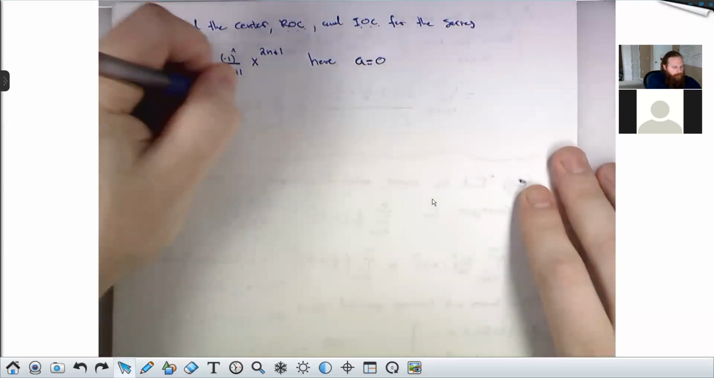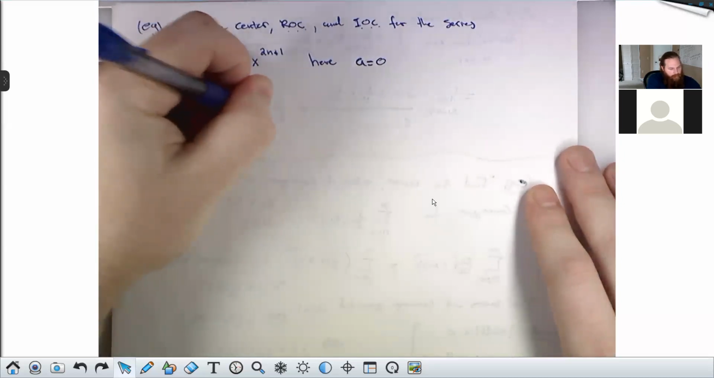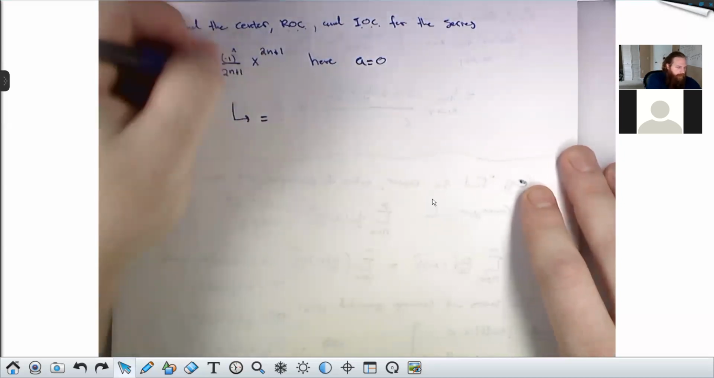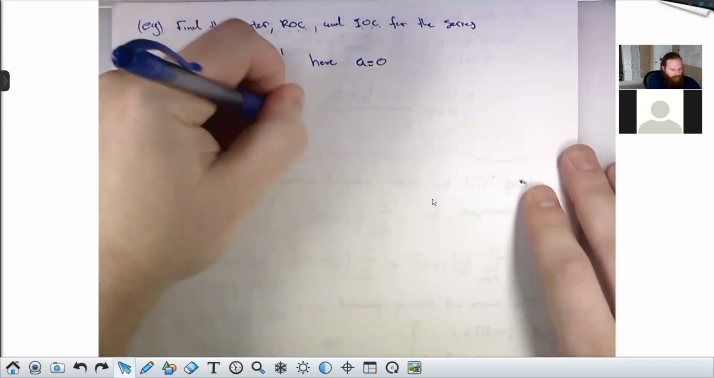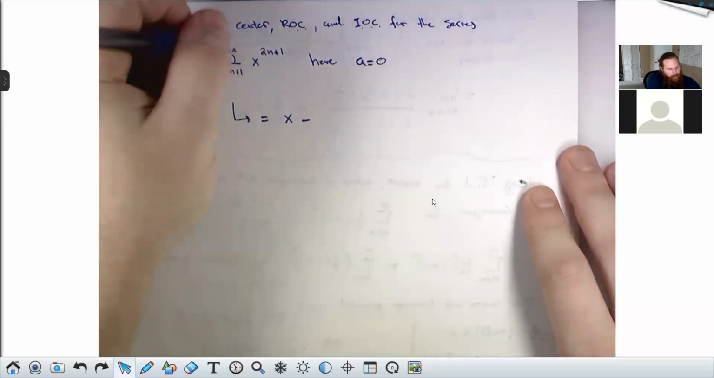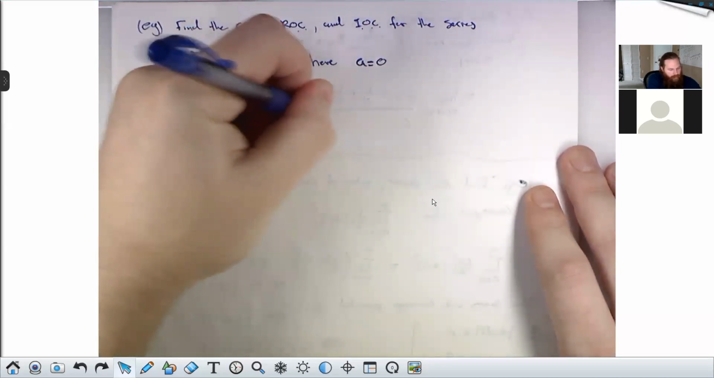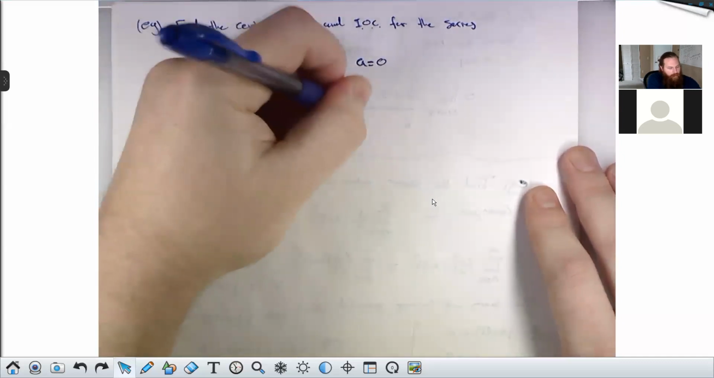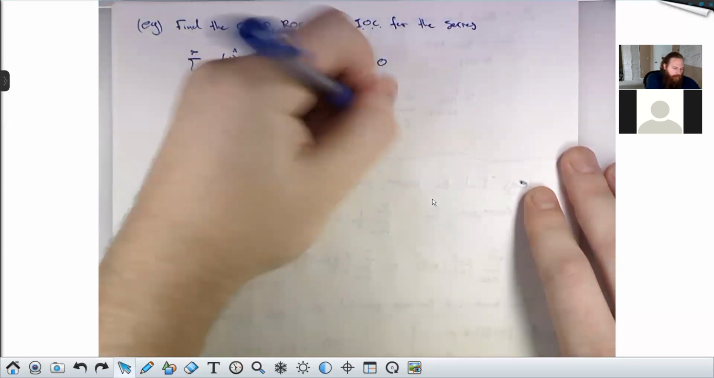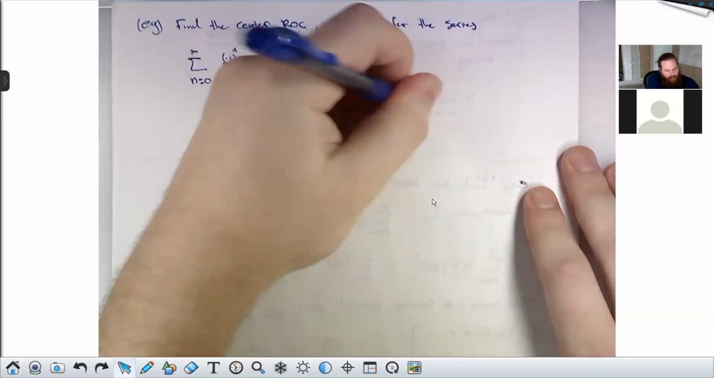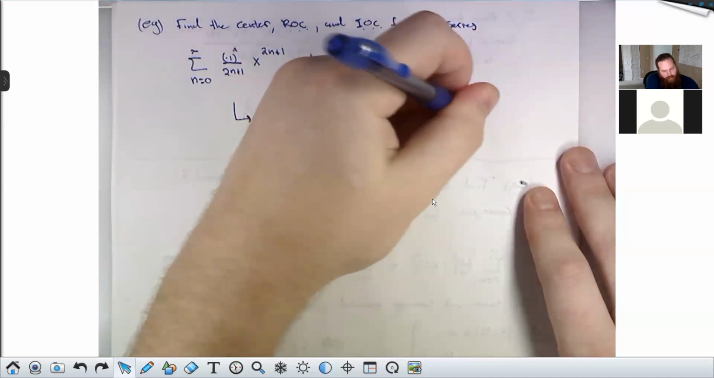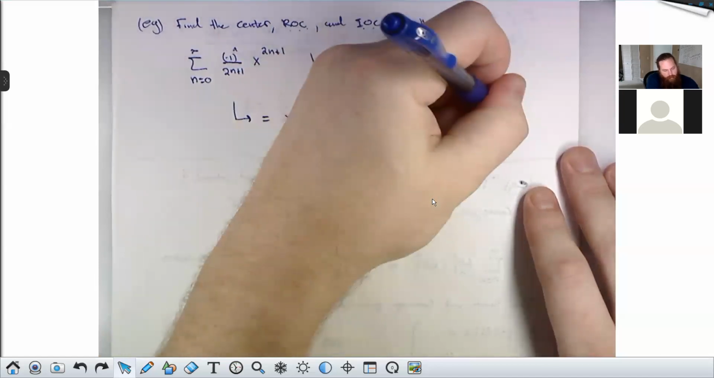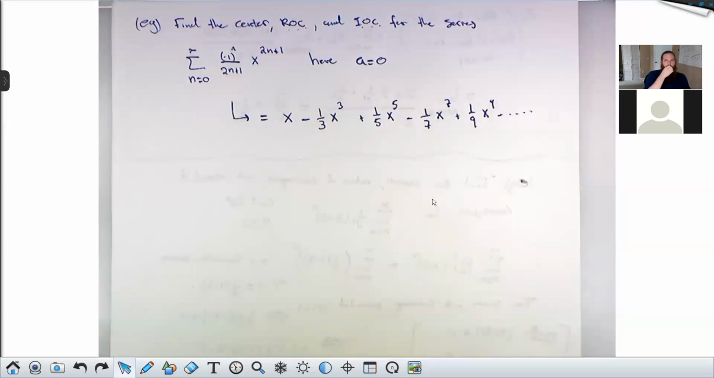Just for fun, let's write out the first few terms of this series. This is (-1)^0. If I plug in n equals 0, I get (-1)^0 over 1 times x to the 1. So this is x. And then (-1)^1 is -1/3 x cubed. And then plus 1/5 x to the 5 minus 1/7 x to the 7 plus 1/9 x to the 9 minus blah, blah, blah. So this is what my series is if I write it out.